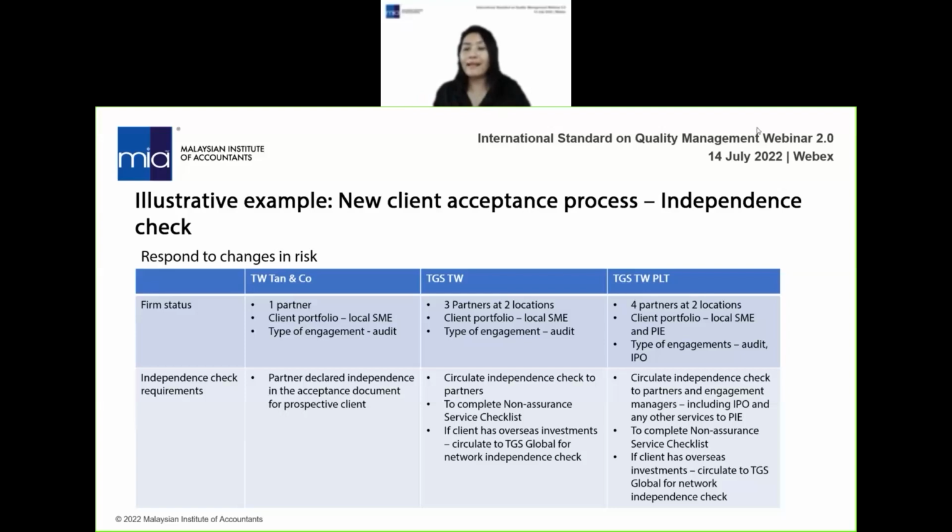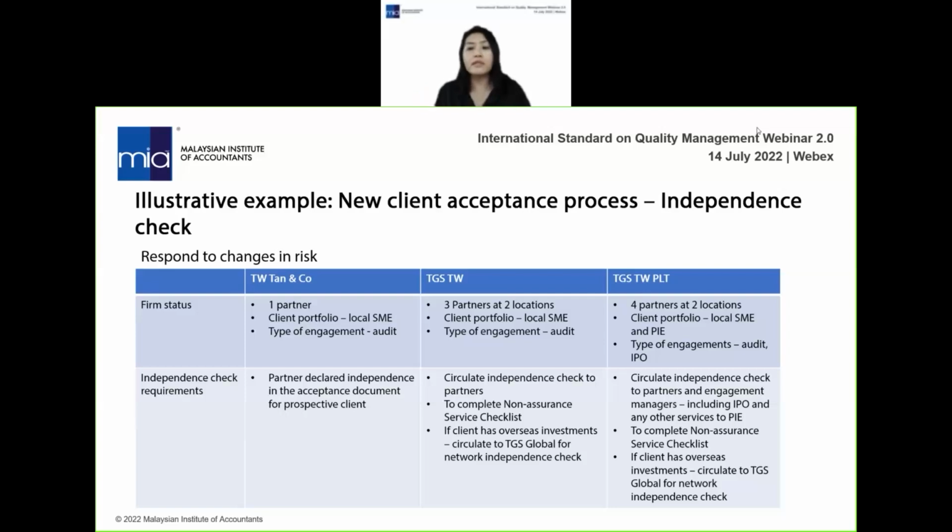So we have to extend that level to engagement manager, right? Because as the team grows bigger, the involvement is more from the engagement manager. So they are our key engagement team. So we also need to ensure they are independent, and do they have any relationship with our clients, right? So we are doing the independence check not just for the audit engagement, but also for any other services, right?